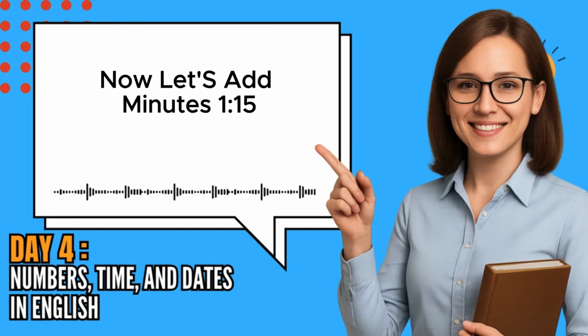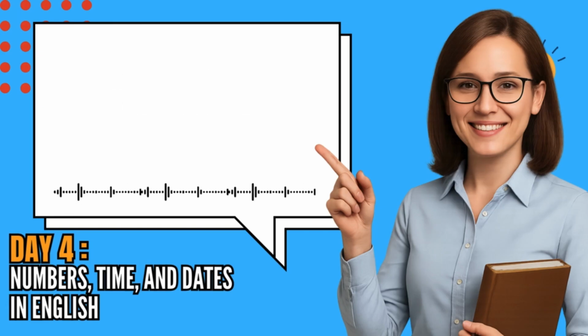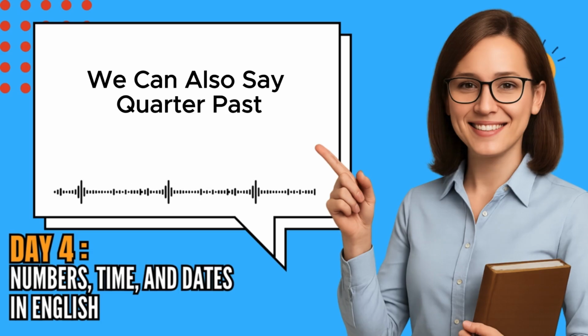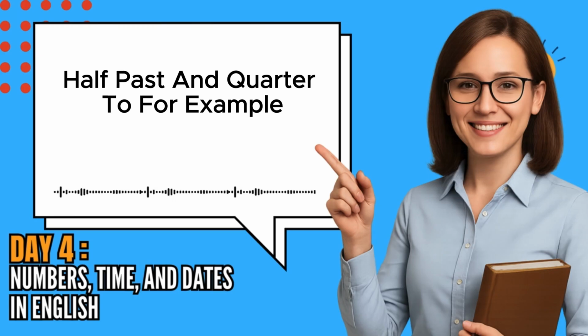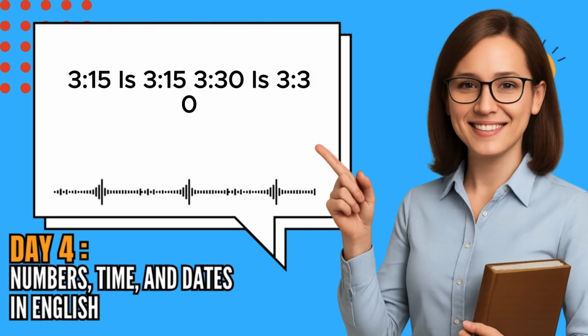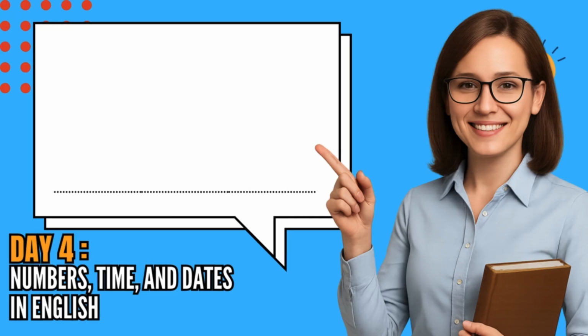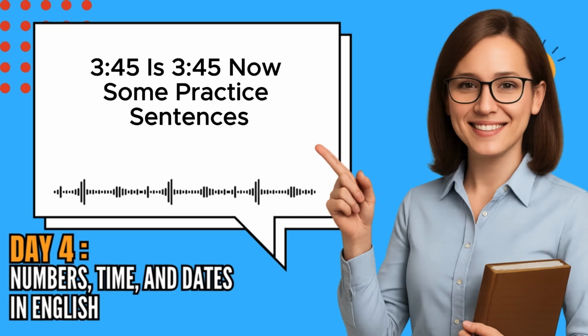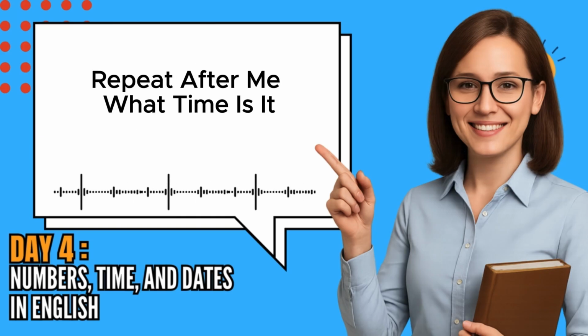Now let's add minutes. 1:15, 2:30, 3:45, 4:10, 5:20, 6:50. In English we can also say quarter past, half past, and quarter to. For example, 3:15 is quarter past 3. 3:30 is half past 3. 3:45 is quarter to 4. Now some practice sentences.